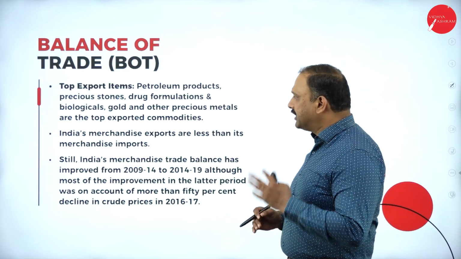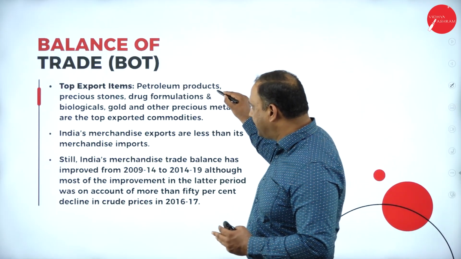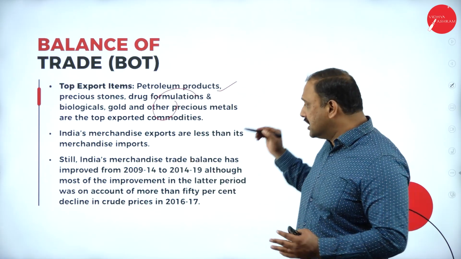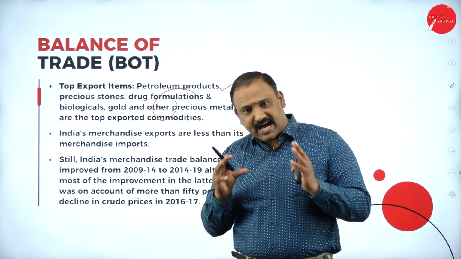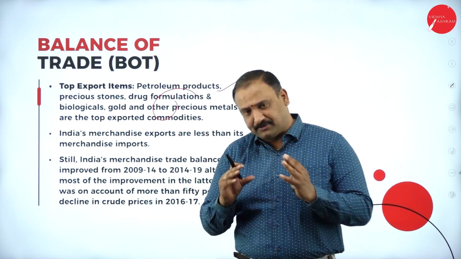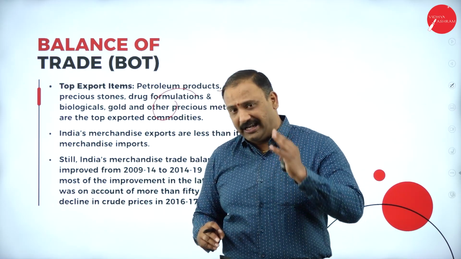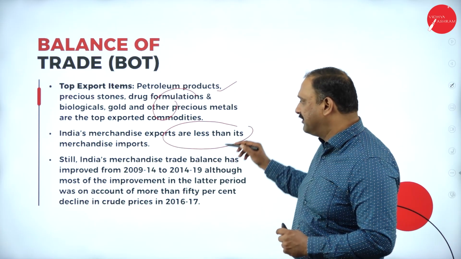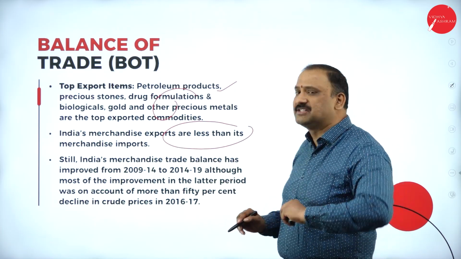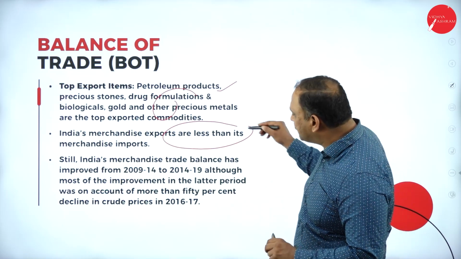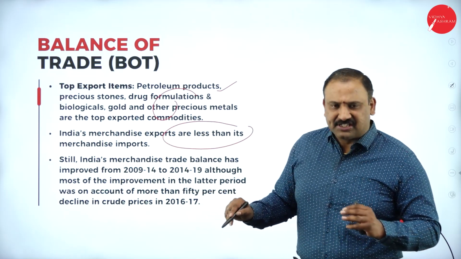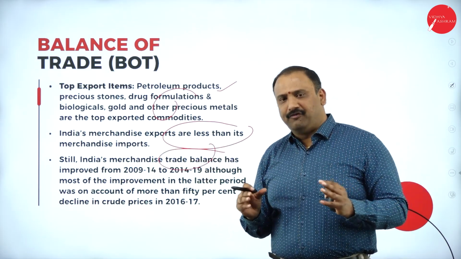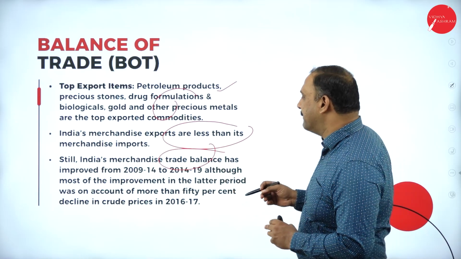Now, the top export items that we have been talking about: petroleum products, precious stones, drug formulations, biologicals, gold and other precious metals. These are our top exported items from India, which makes us really a revenue giver. Plus, we are also going to talk about the factor that India's merchandise export is less than its merchandise imports. This is where we are struggling. Why? Because somewhere down the lane, we have to be very careful about this factor that the export function is lesser than that of the import function.